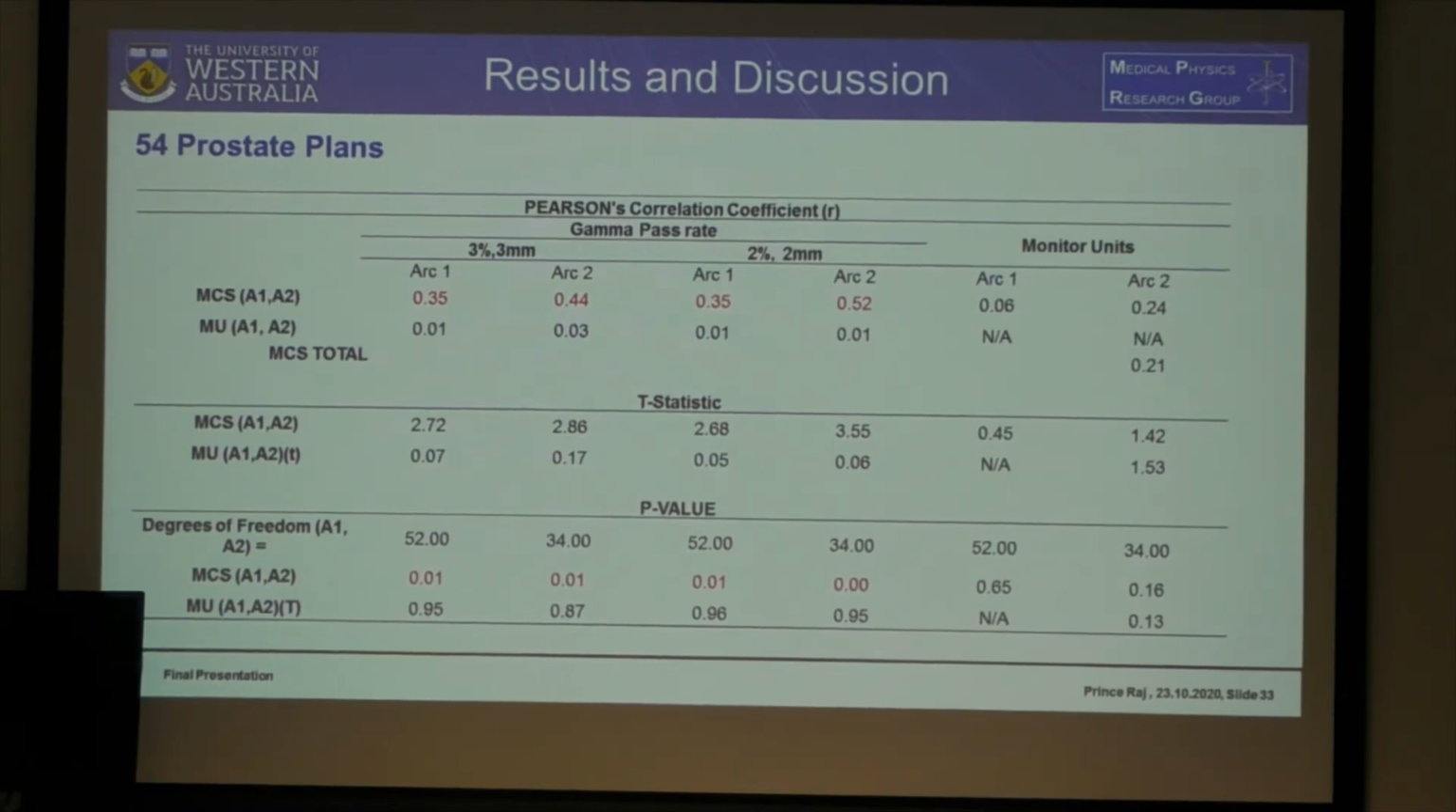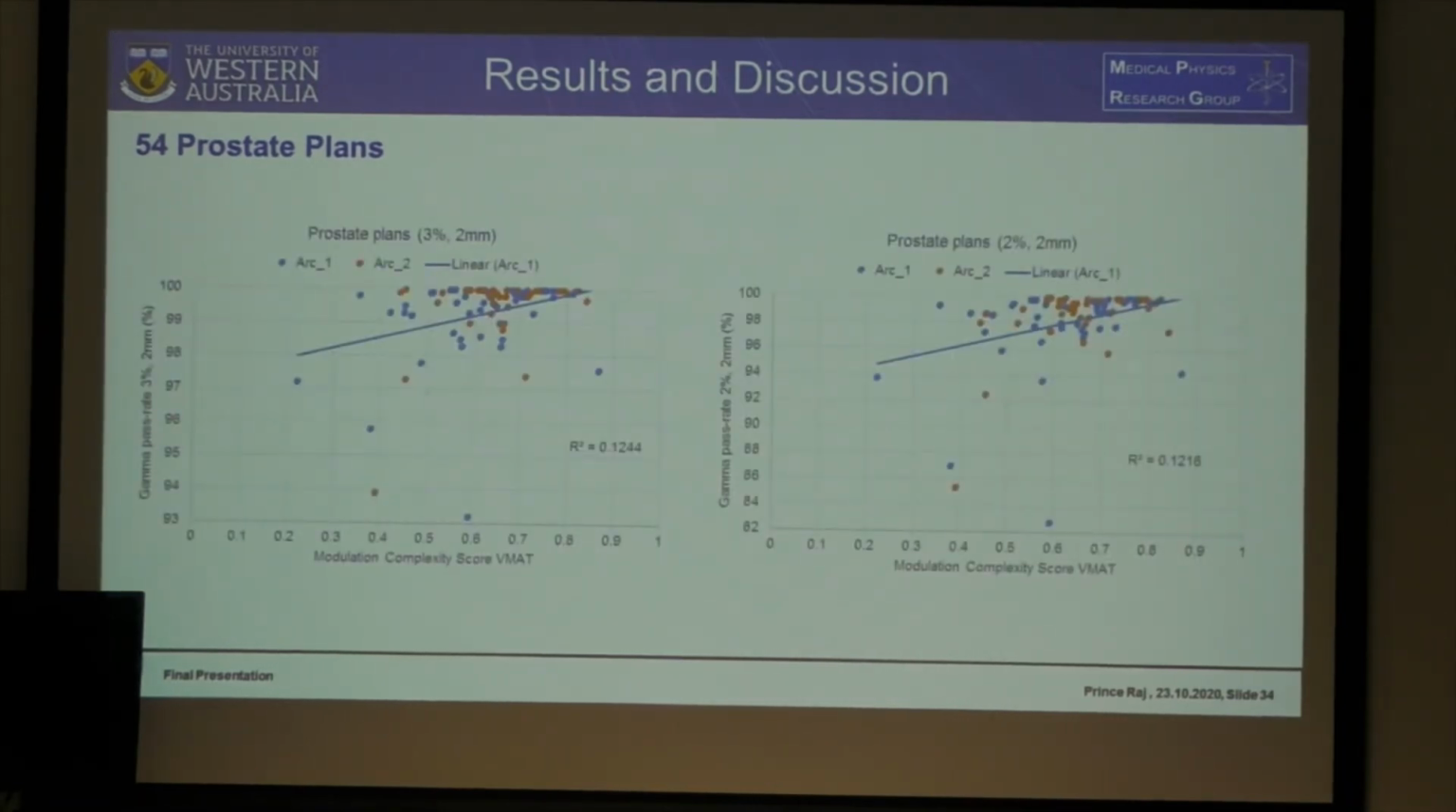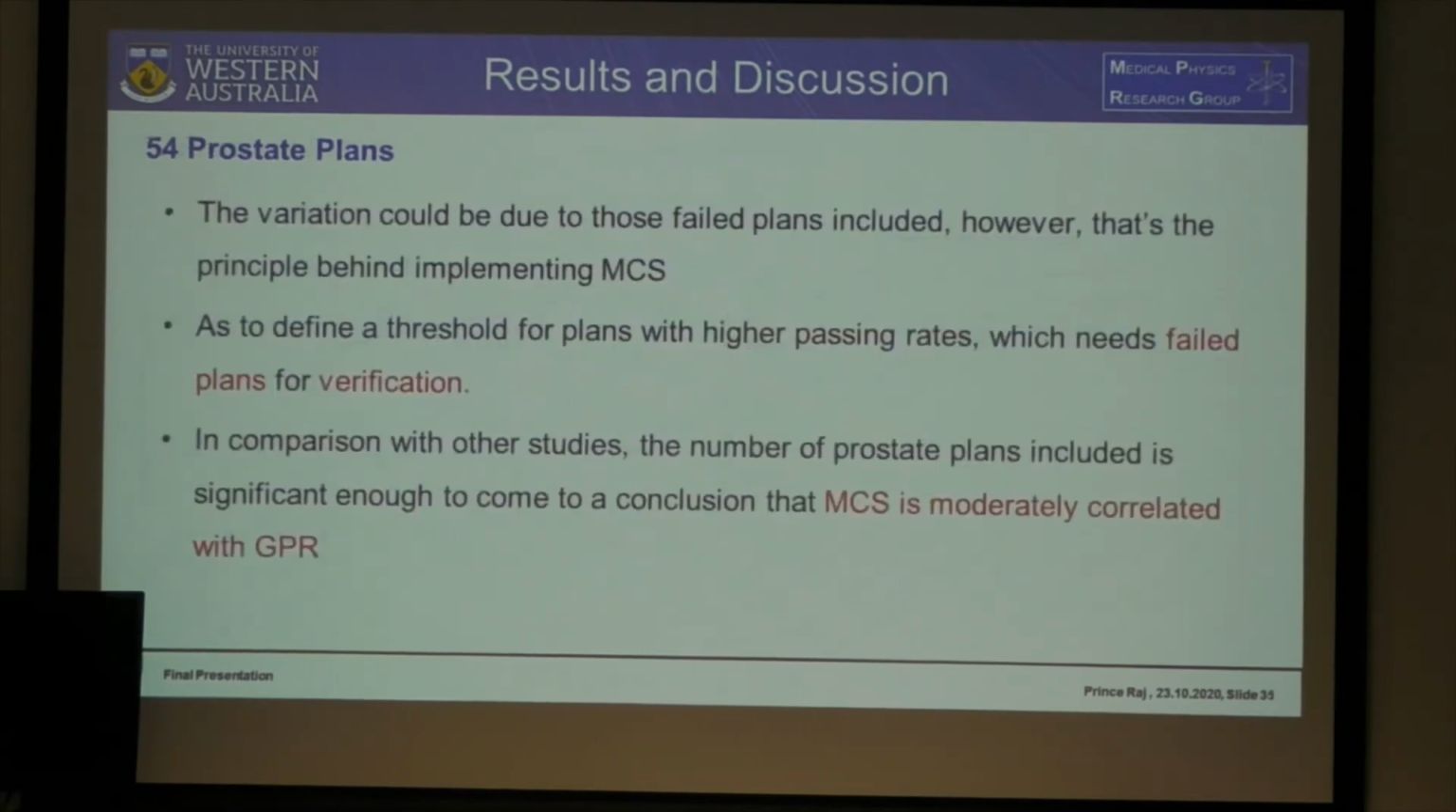And a Pearson correlation analysis has also been done for verification of the relationship between complexity and gamma pass rates, and we found a significant correlation between MCS and gamma pass rate for prostate plans, and also we plotted them for a linear regression analysis as well. Probably to define a threshold, we need more failed plans to define a range of threshold values for each site-specific analysis. And we can establish that, with this number of plans, which is sufficient compared with other studies, MCS is moderately correlated with the gamma pass rate.